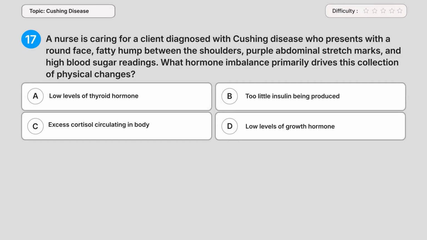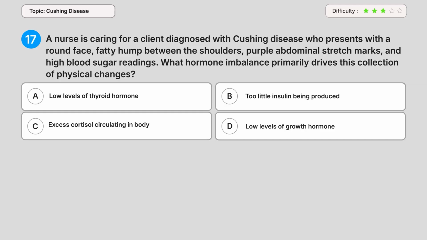17. A nurse is caring for a client diagnosed with Cushing disease who presents with a round face, fatty hump between the shoulders, purple abdominal stretch marks, and high blood sugar readings. What hormone imbalance primarily drives this collection of physical changes?